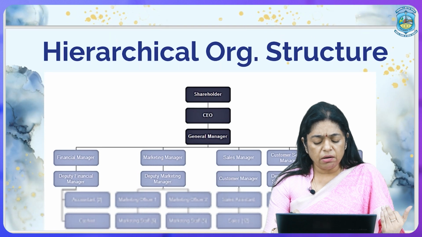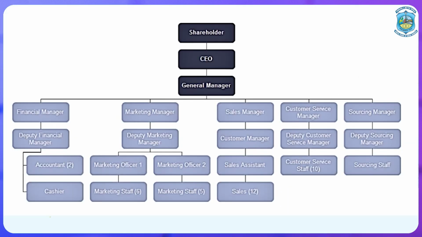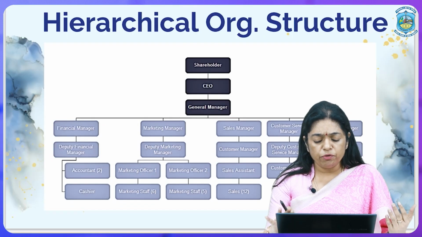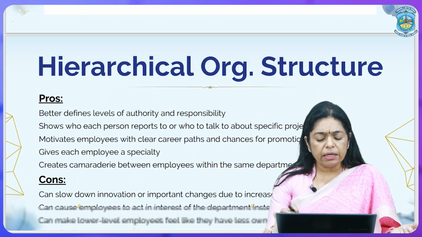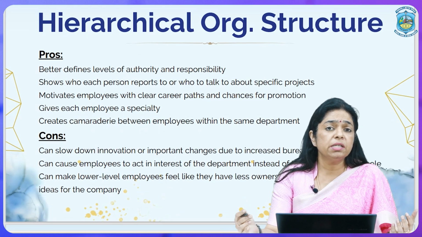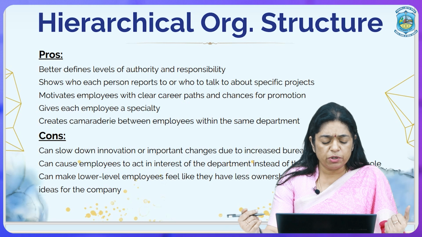You can see a chart here displayed on the screen. The shareholder, CEO, general manager, and the general manager has 4 deputy managers, and there is a chain of structure in every department where the information would be transferred to. Let us quickly look at the merits, demerits, or pros and cons of this particular structure.